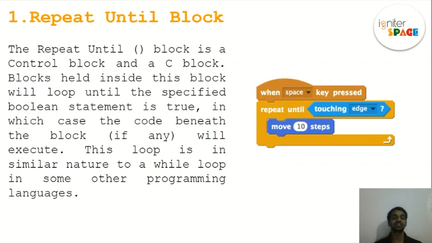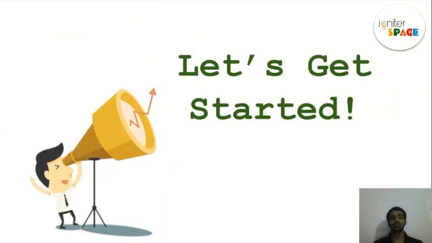So the explanation here also explains it. This loop is of a similar nature to a while loop in some other programming languages. So in other programming languages, we have something called while loops that is very similar to this. Now what else do we have? Okay, we don't have anything else, right?